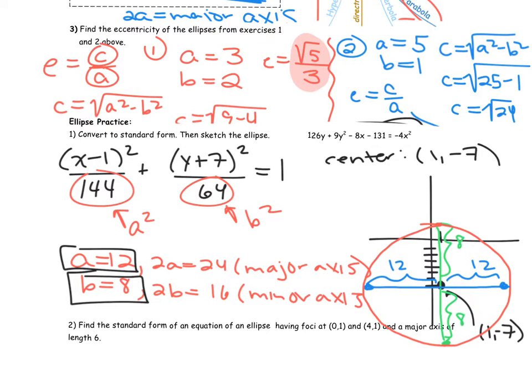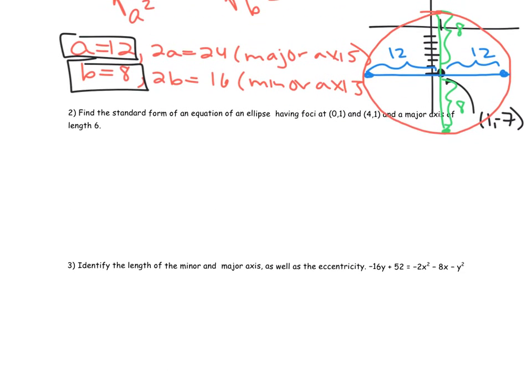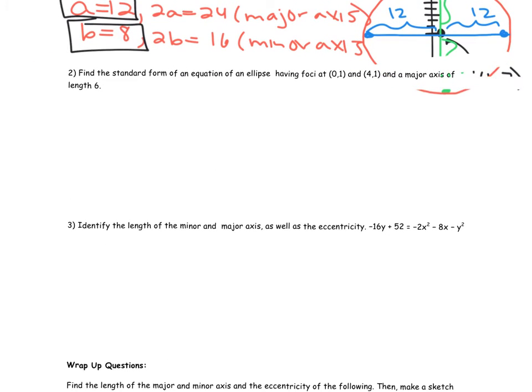All right, so let's take a look at the next question. I want to take a look at question 2. A little bit more critical thinking here. So let's erase this. So question 2. We want to find in standard form the equation of an ellipse that has two foci at 0, 1 and 4, 1. And then the major axis has a length of 6.